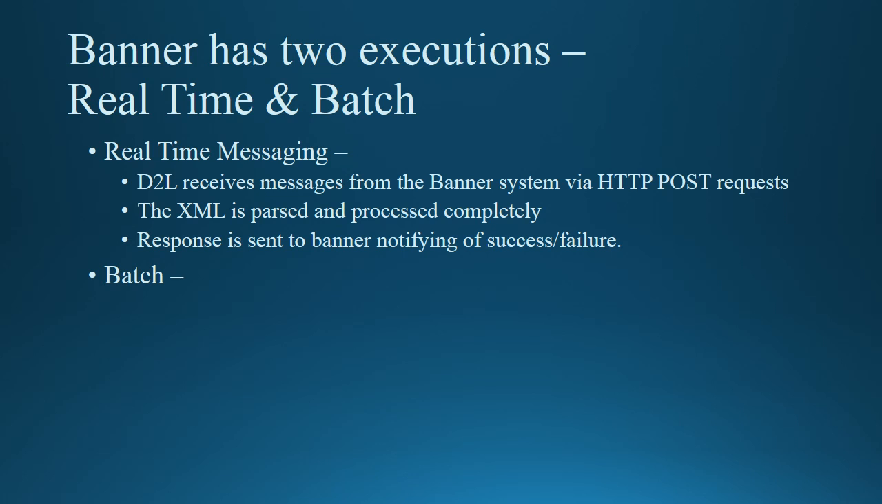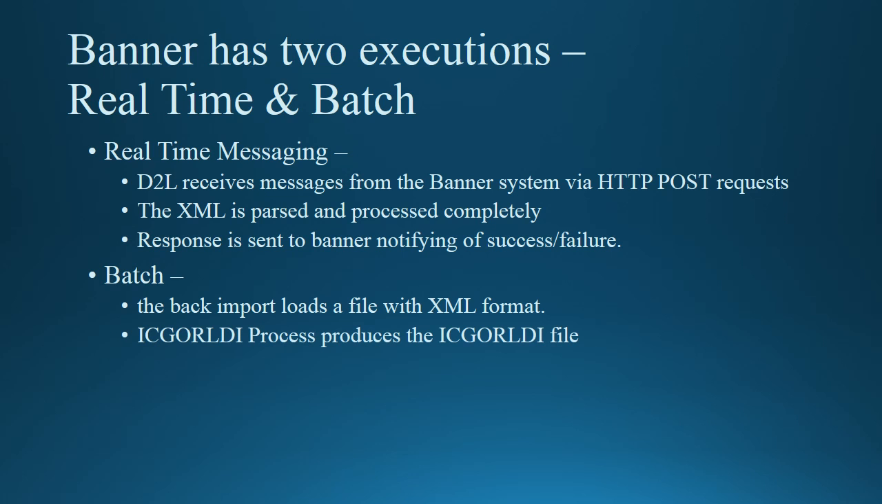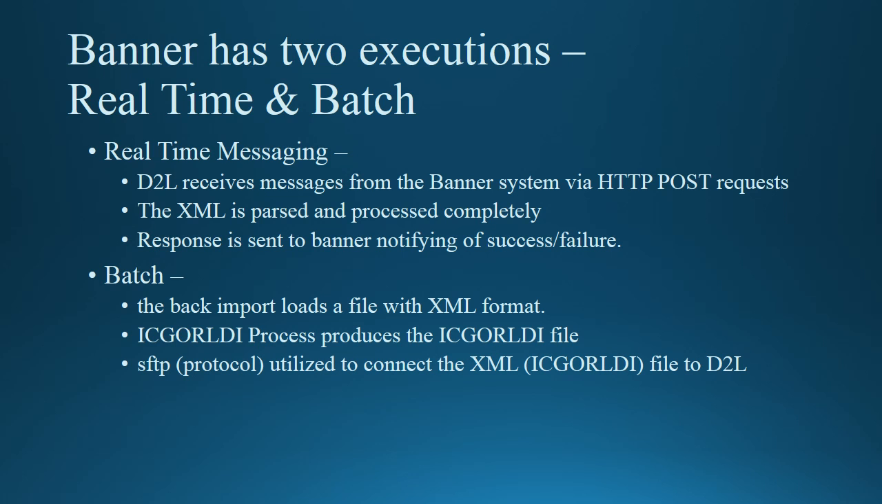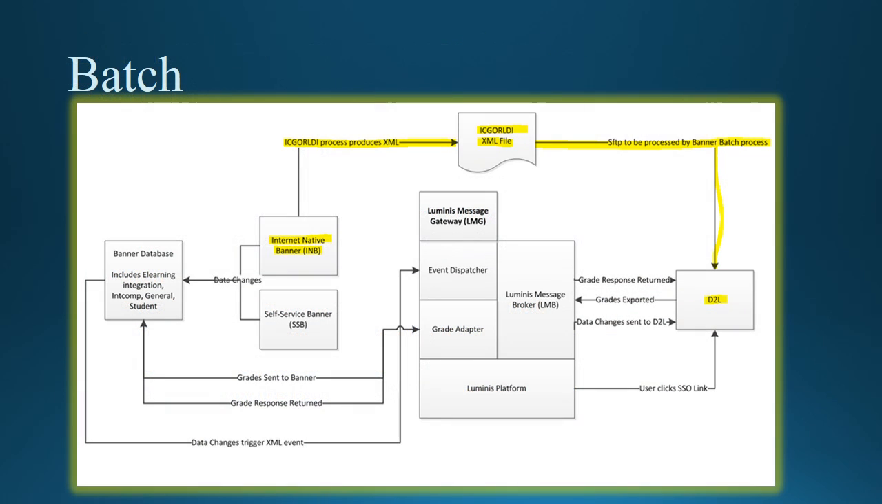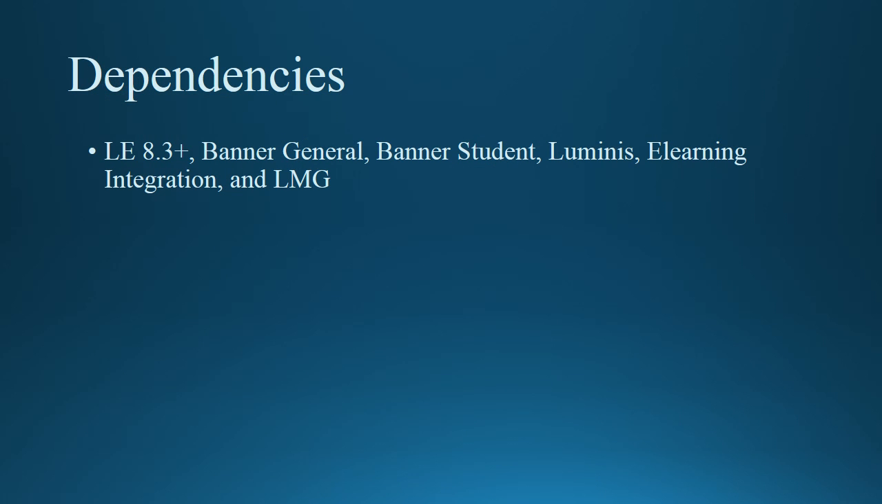The batch process uses a slightly different methodology. The back import loads a file in XML format. The IC Goerli process produces the IC Goerli file. Using SFTP, this data is connected through XML to D2L and is processed by the Banner batch process. On the left, we see the INB process triggering this event, which produces the file. This file is then uploaded to D2L and then imported.